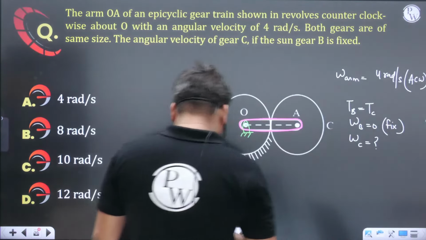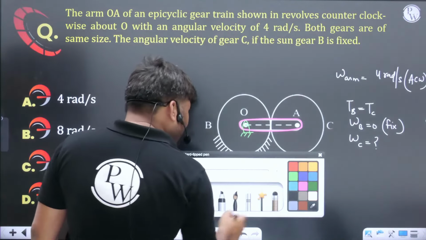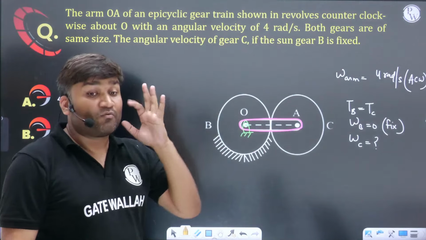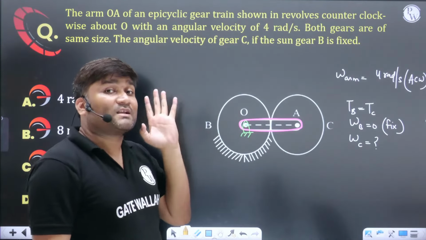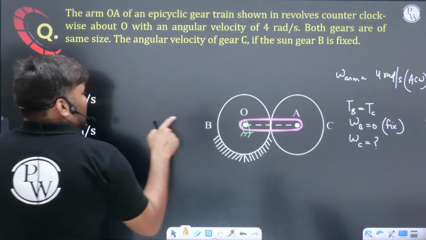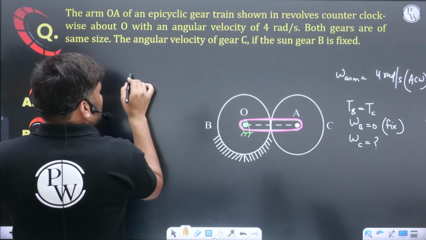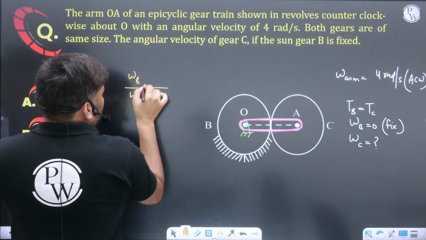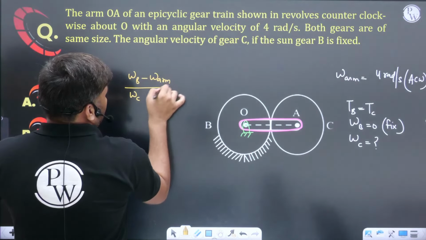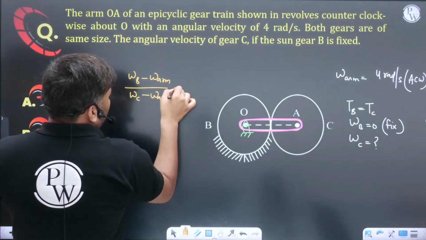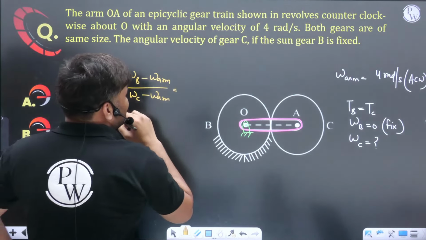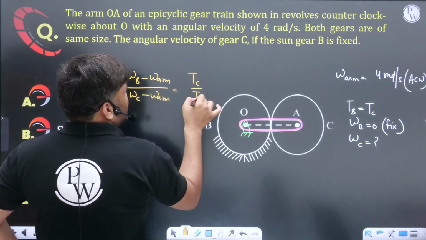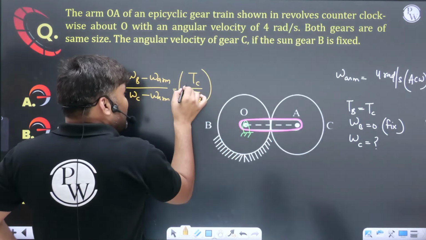How do we solve this question? In an epicyclic gear train, as I have already told, you cannot write omega 1 by omega 2 equals T2 by T1. What you can write is the equation in terms of relative velocities. From B to C you can write omega B by omega C, with respect to the arm, equal to TC by TB. External meshing, so I will put a minus sign here.